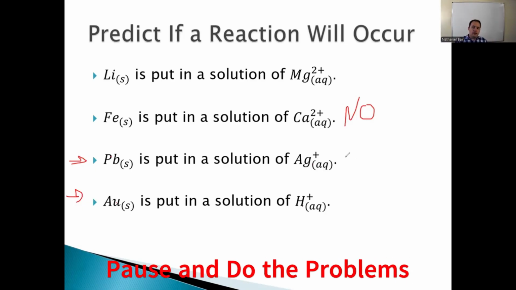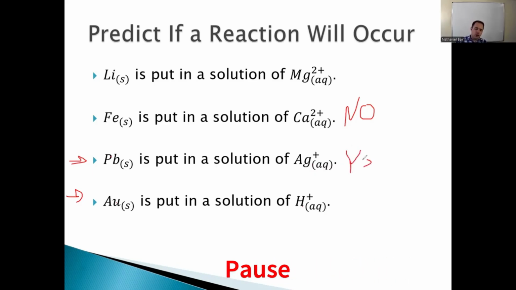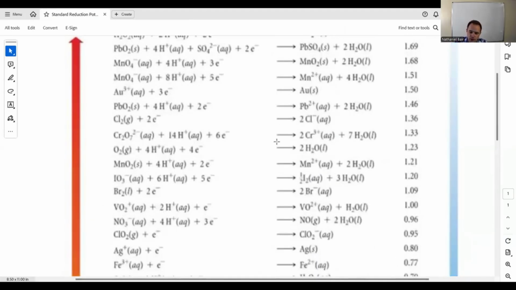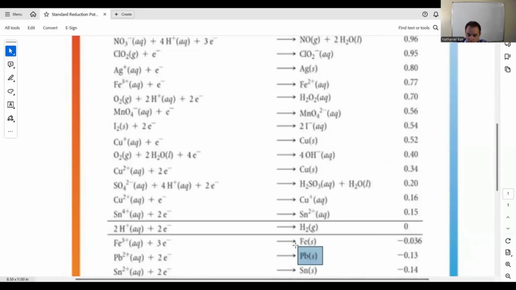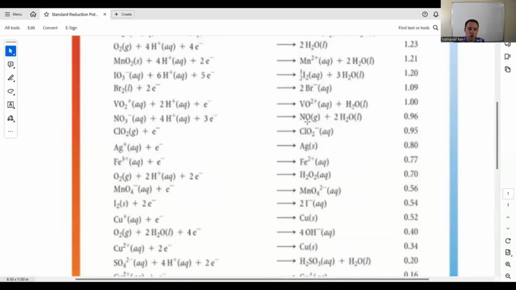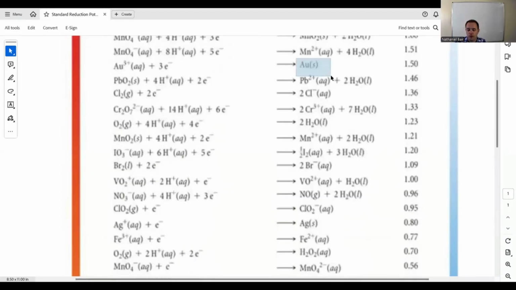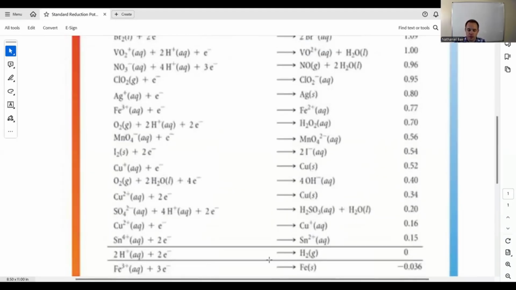All right, will lead give electrons to silver? The answer is, oh yeah, let's find it. The first lead is right here, and the first silver is right here. So yeah, lead is more active than silver. It will give its electrons. The last one was gold and H+, and that answer is a big old no. Gold is all the way up here. Gold ain't giving electrons to nobody. H+ is down here, not gonna happen. So that one is a big old no.